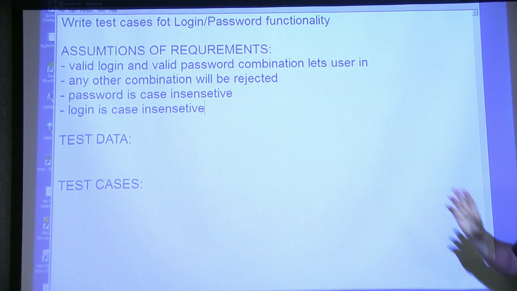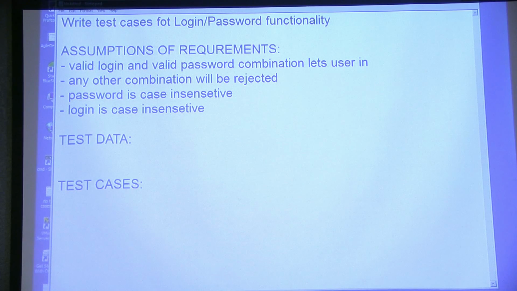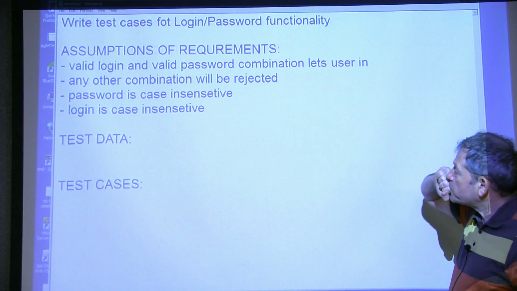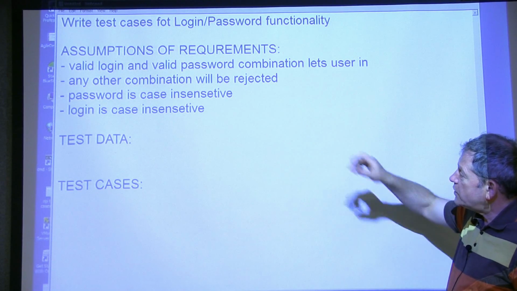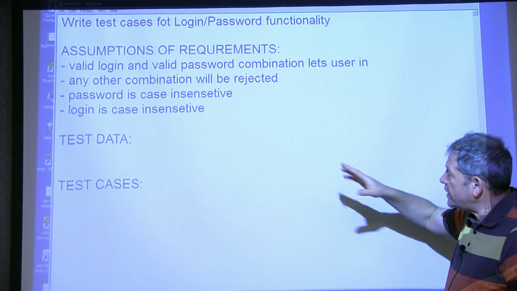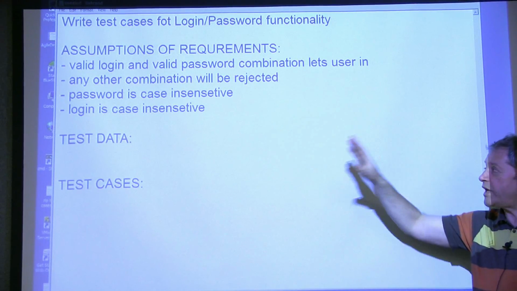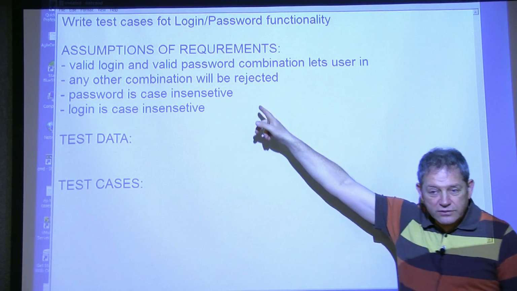Why do we talk about that right now? Because we are doing assumptions. Nobody told me I missed the p. Assumptions. Why do we talk about that right now? Because we come with requirements, and then test cases. And we are saying password is case insensitive. Good. Login is case insensitive. But then one of the important things is that it says any other combination will be rejected.